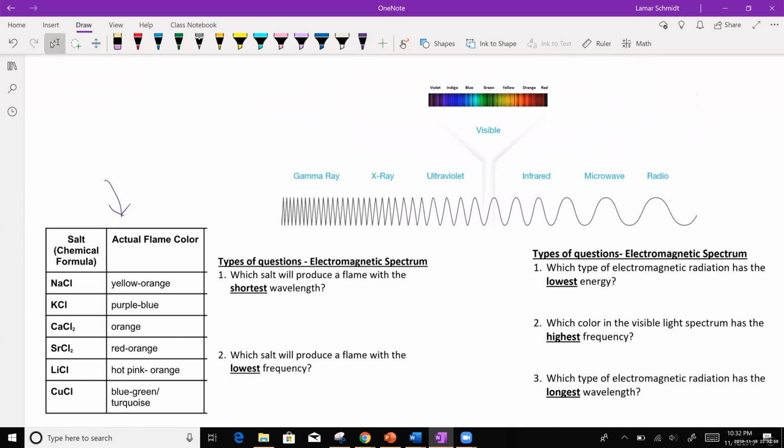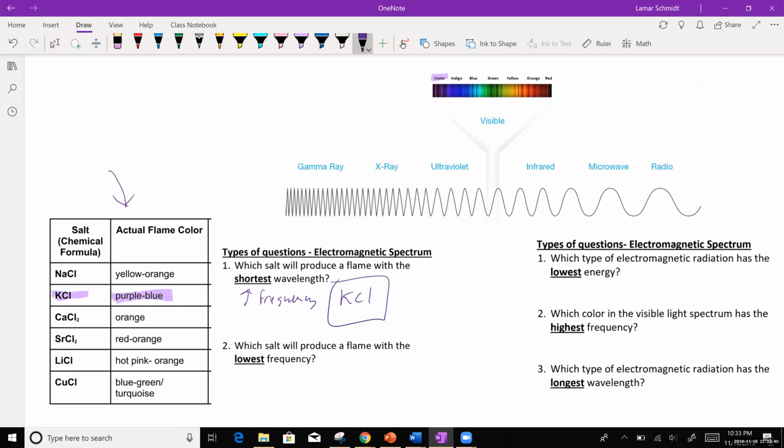All right. The shortest wavelength is going to be something with violet. Do you see anything that has violet or a color close to violet? You would see that that would be potassium. And so that falls closer to this range. Because we said shortest wavelength, that also means highest frequency. So our answer here is KCl.